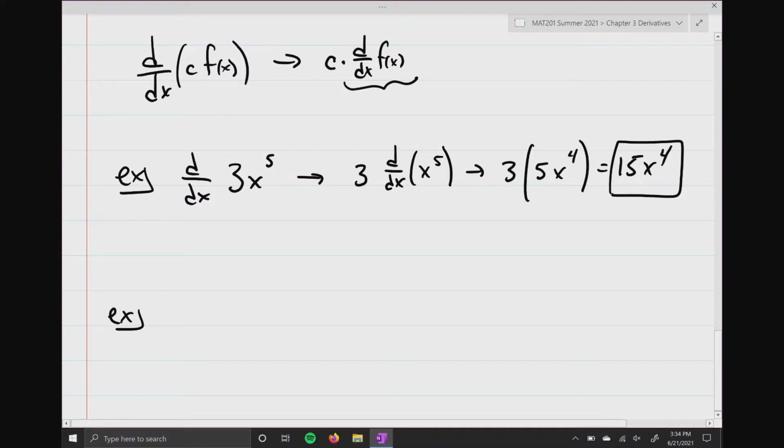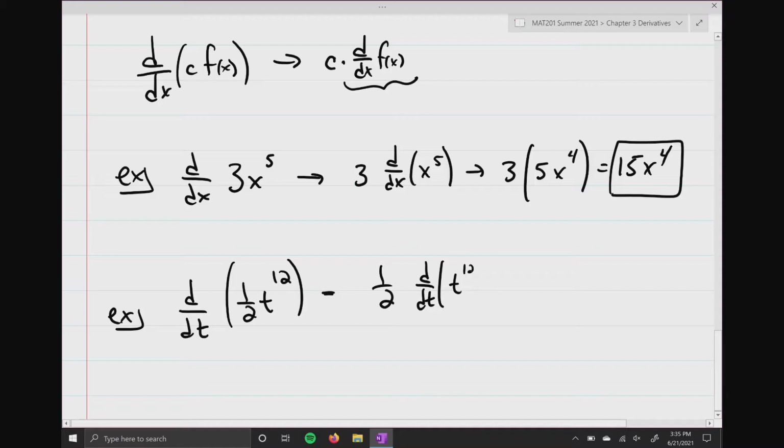Another example of this would be something along the lines of d/dt of 1/2 t to the 12th power. Once again, we could just pull the 1/2 out front, because what we're really concerned with is finding the derivative of t to the 12th. The derivative of t to the 12th is going to be 12t to the 11th, and then 1/2 times 12 is 6t to the 11th power.